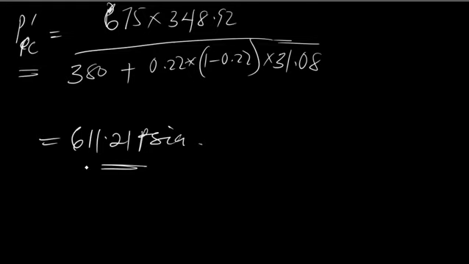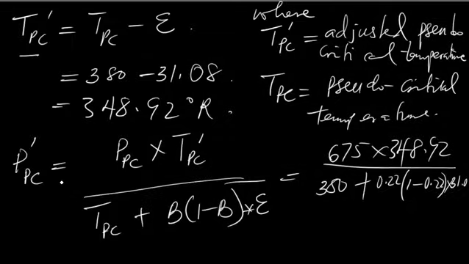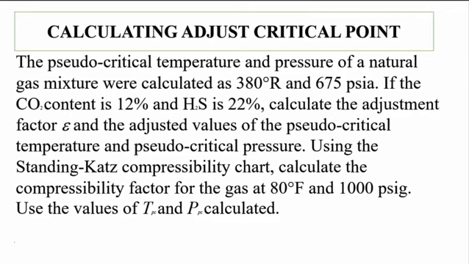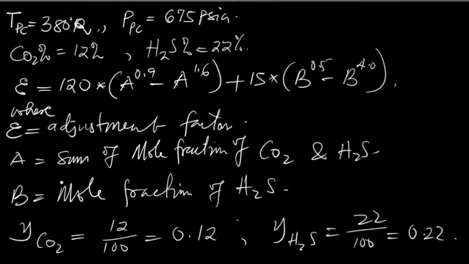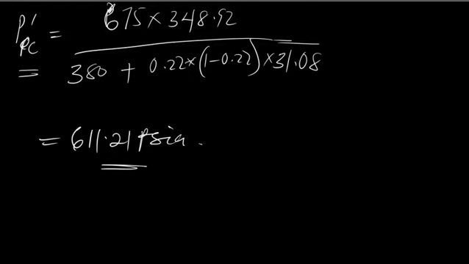So now we have calculated the adjusted pseudo-critical pressure. Now from the question, we're asked to calculate the compressibility factor. Let's go back to the question again. We're asked to calculate the compressibility factor at the condition where the temperature is 80 degrees Fahrenheit and the pressure is 1000 psi G. Now let's go back to the problem, where we just calculated the adjusted pseudo-critical pressure.